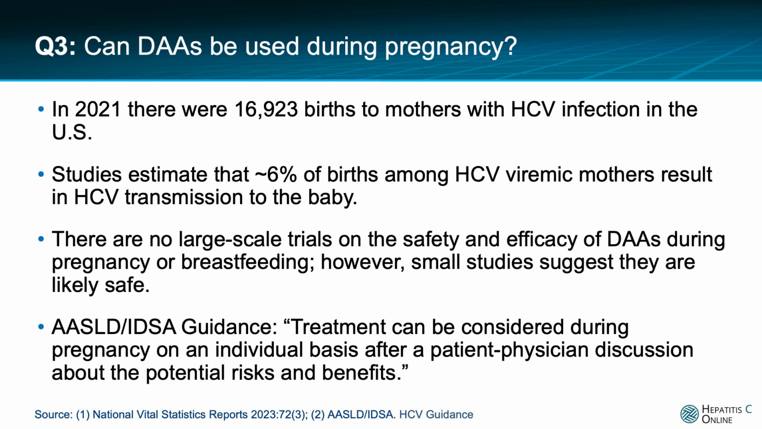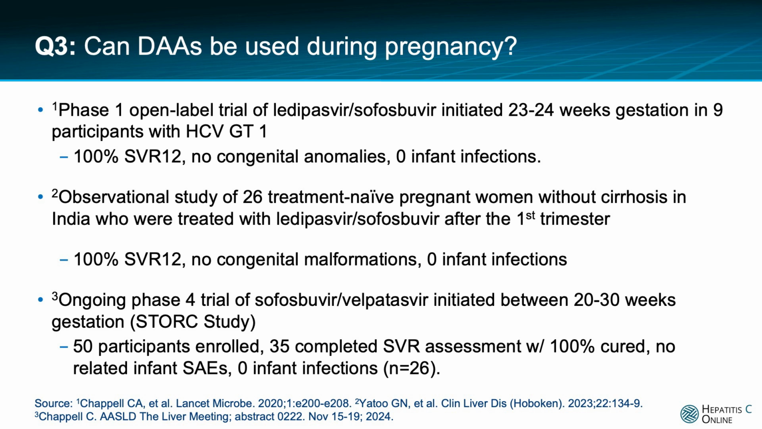Because of these small studies, and because pregnancy can be a time when many women are more engaged in care and have health coverage, the AASLD and IDSA guidance states that treatment can be considered during pregnancy on an individual basis after a patient-physician discussion about the potential risks and benefits. It should be noted that ribavirin is known to be teratogenic, and this drug should never be used in a pregnant patient. I'd like to highlight some of the data that exists on the use of DAAs in pregnancy.